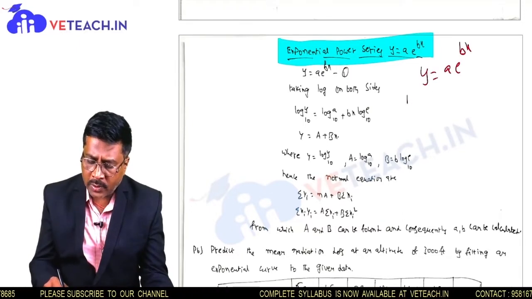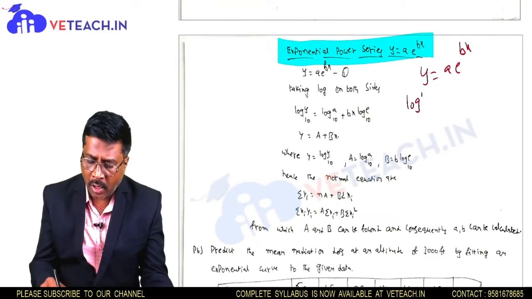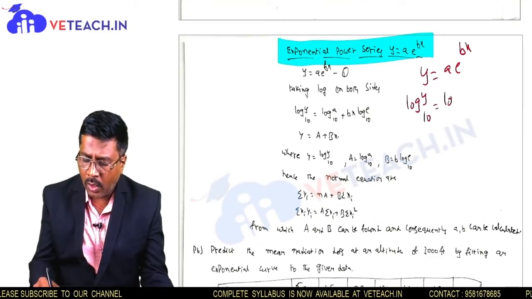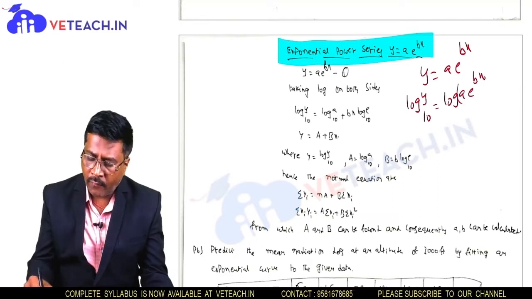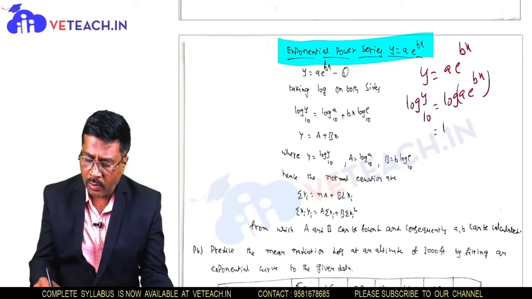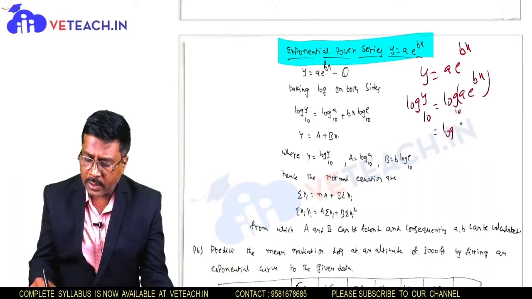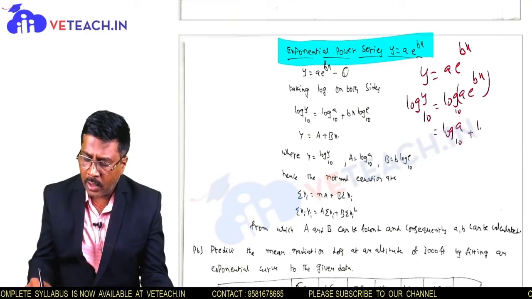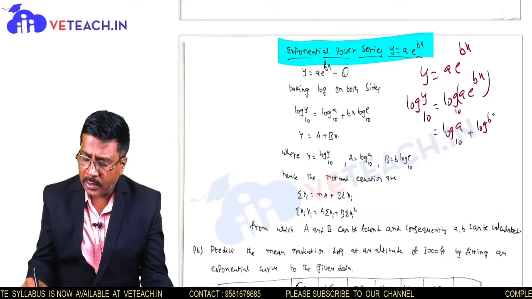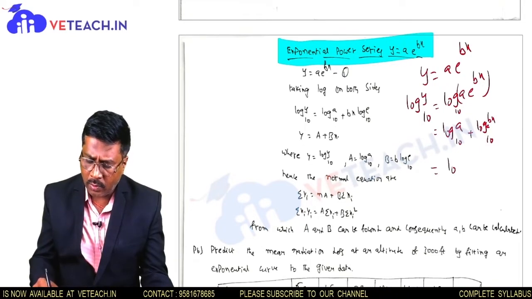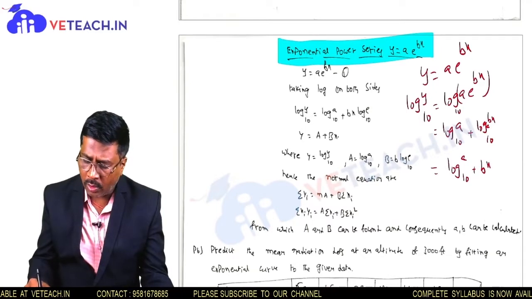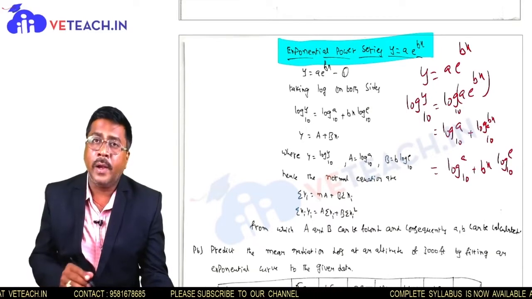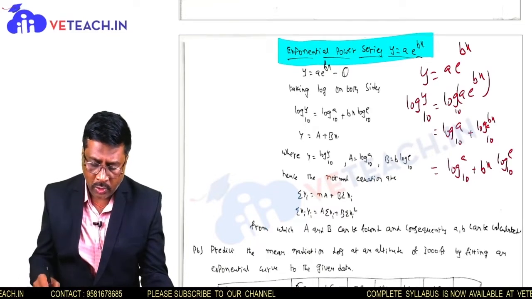Taking log on both sides to the base 10, that is log y to the base 10 is equal to log of a into e power bx. Then this is equal to log a to the base 10 plus log of e power bx to the base 10. Then that is equal to log a to the base 10 plus bx into log e to the base 10.